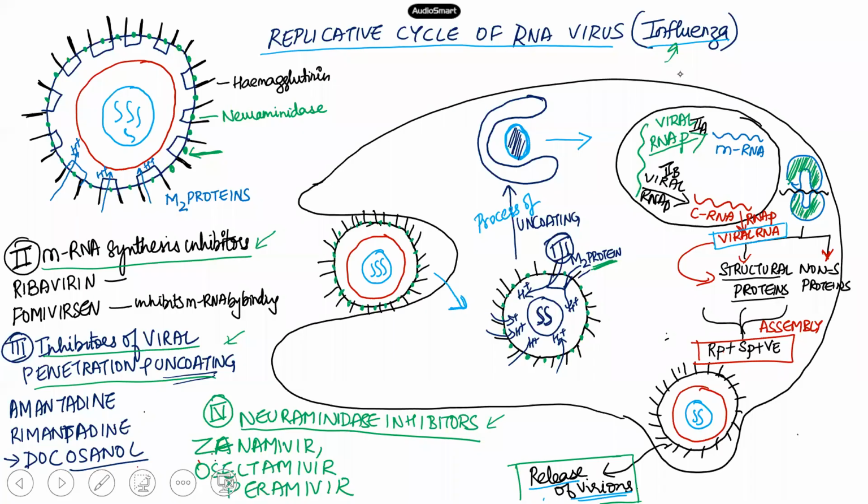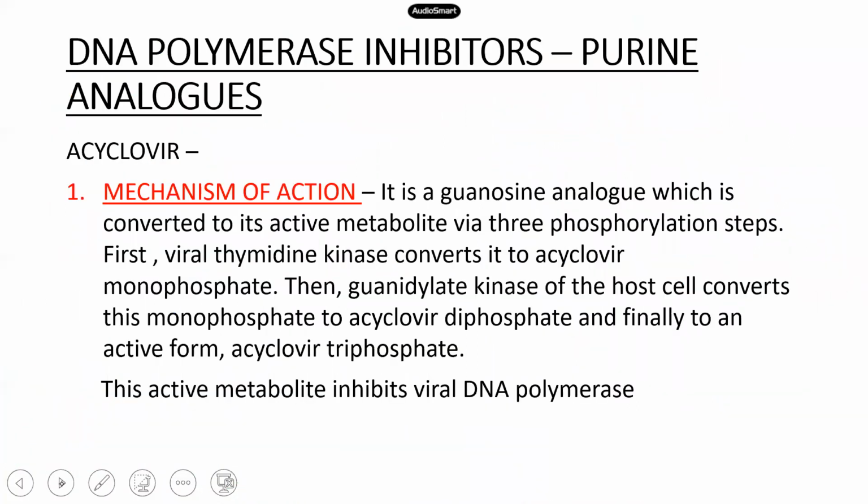So now let us talk about the individual drugs over here. The first set of drugs based on the classification that we had were the DNA polymerase inhibitors, and those were your purine analogs, right? Now the first drug that we have to come across, which is very important over here, is acyclovir.